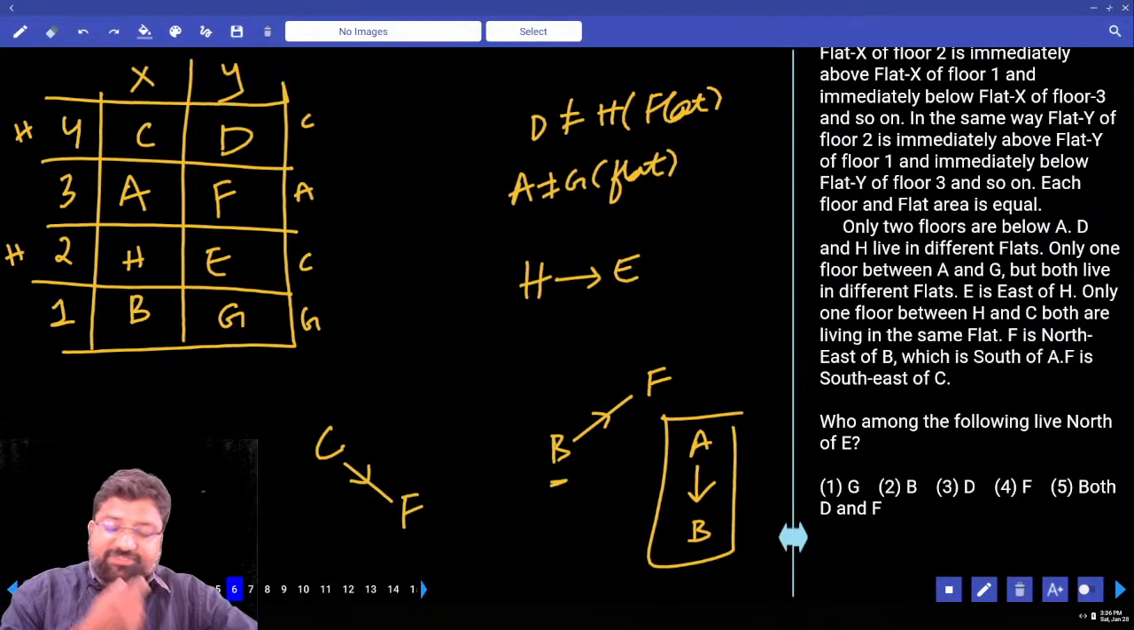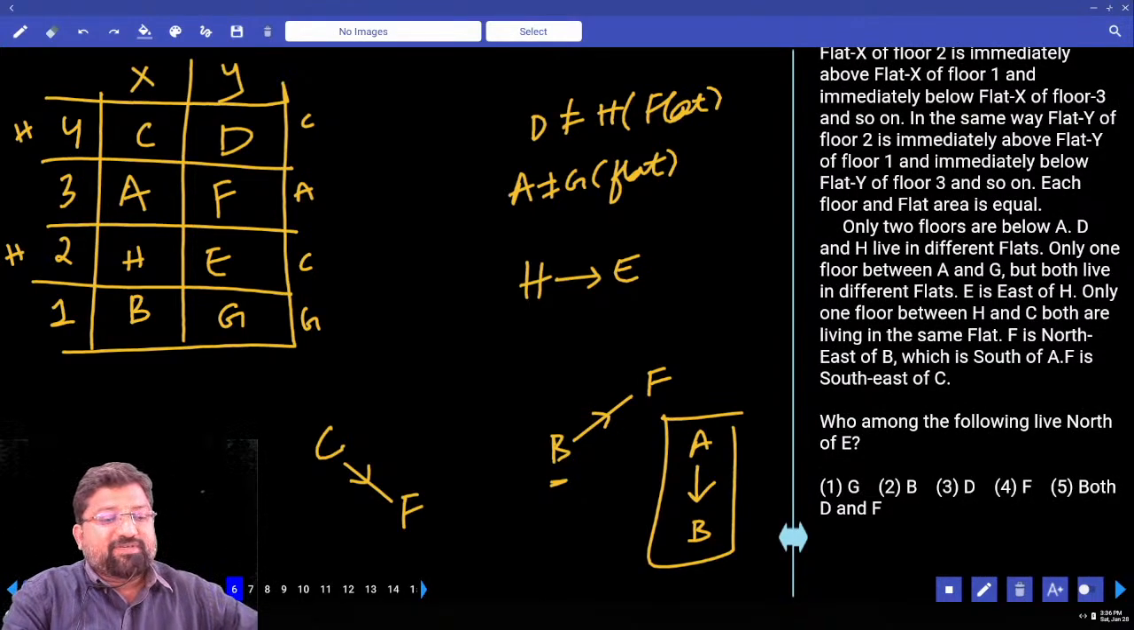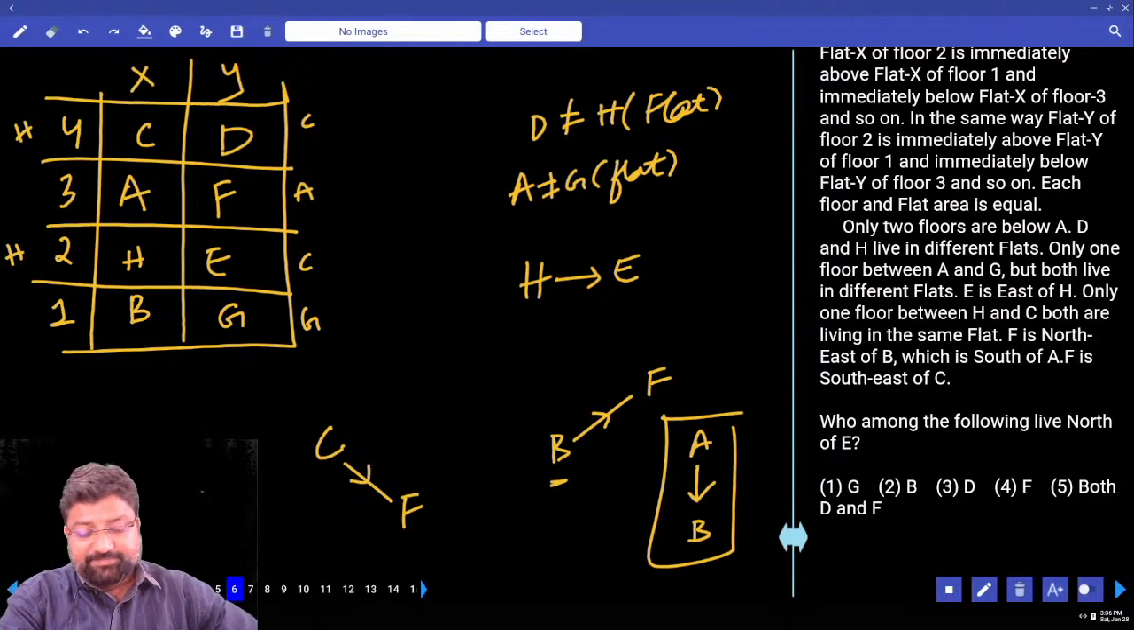Which among the following lives north of E? Who is to the north of E? North of E, I see two people together. Who are those two people? D and F.